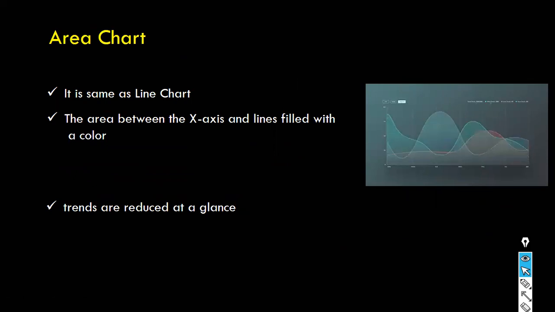Okay. Next one is the area chart. The area chart is the same as the line chart, except the difference is that the area between the x-axis and the line is filled with some colors. That is the only difference between the line and area chart. But the advantage of this one is that the trends are visible at a glance. The comparison between different data series is quick to make. That is the advantage of the area chart. You see here we have 3 categories. Since the area between the x-axis and the line is filled with color, you can quickly make sense.